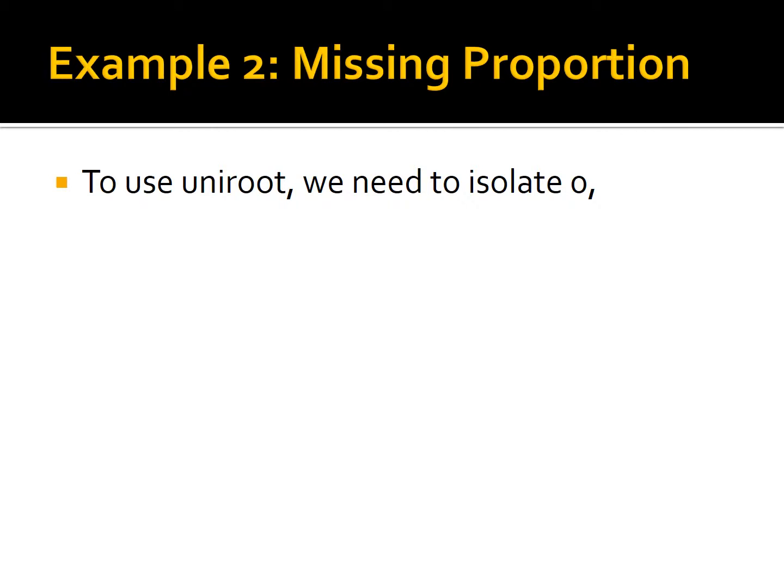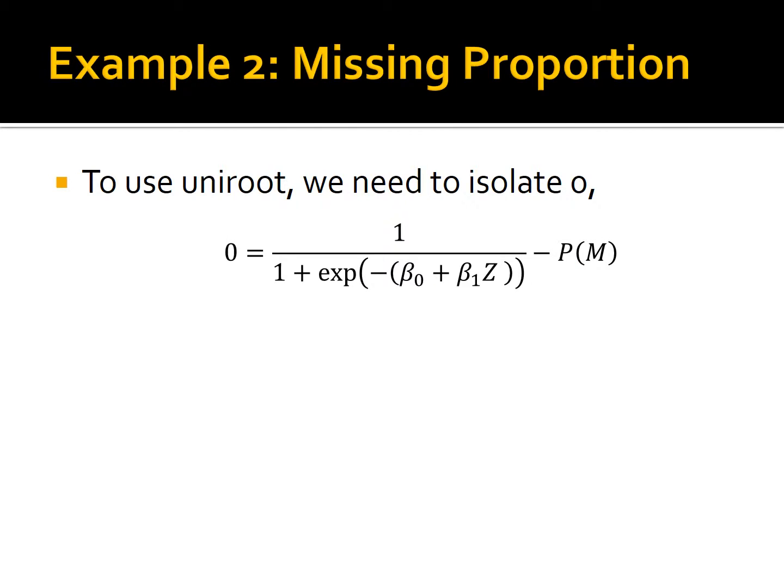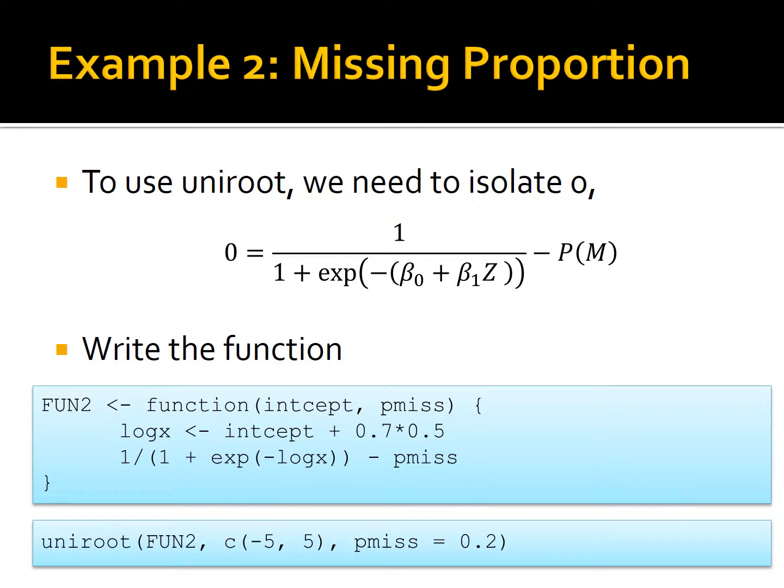So we need to isolate 0 on the left hand side and then put everything on the right hand side. And I write a function to solve that. So I got the function fun2, which is a function of the intercept that I would like to solve, and I could provide the proportion of missing over here.